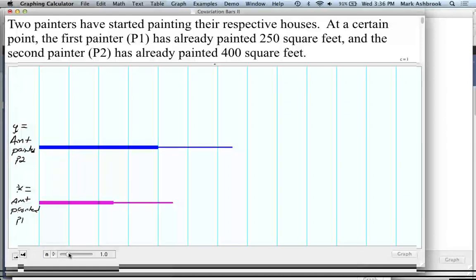400 divided by 250 would be 8/5. If they're both 8/5 proportional, so it is 650. You can't say anything about that. We don't know. That's not a linear statement.